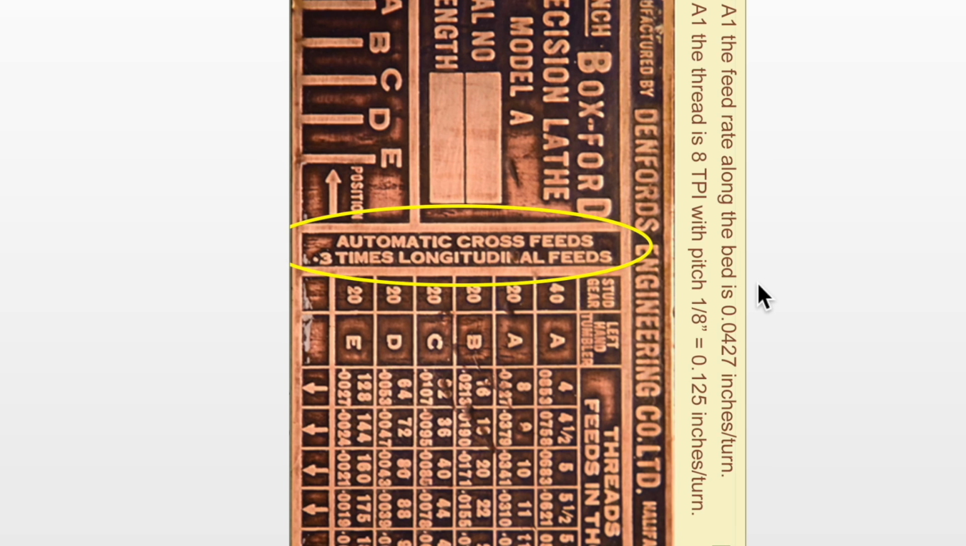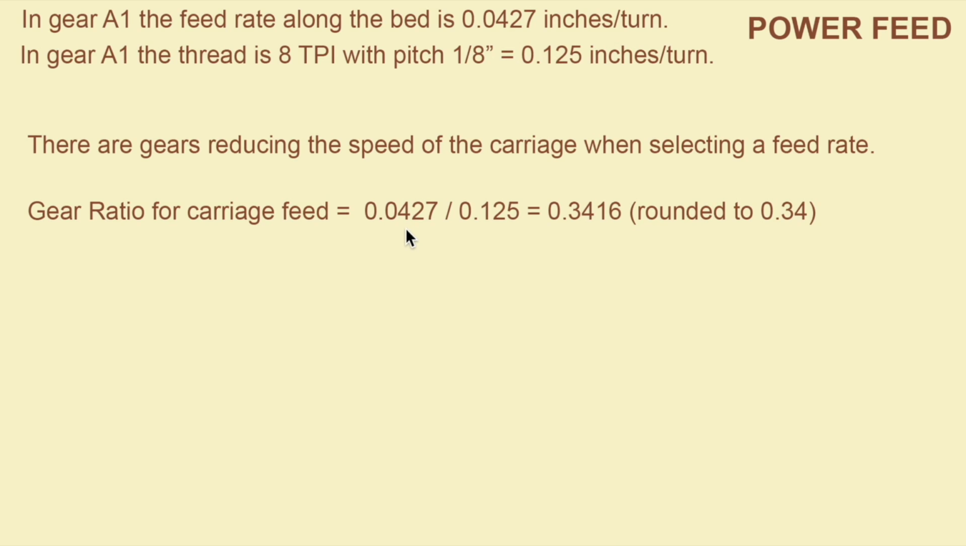Let's make it a bit easier here. It says automatic cross-feed is 0.3 times the longitudinal feeds. So they've told us all the longitudinal feeds here, and if we want to know the cross-feed rate, they're 0.3 times these feed rates. So there's a gear differential between the two. The gear ratio for the longitudinal feed, or what I call carriage feed rate, is 0.0427 over 0.125, which is 0.3416. But if you calculate this for several entries on the table, you'll find there's a bit of variation due to round-off errors, so I just round this to 0.34.